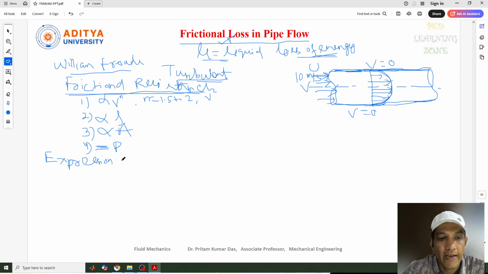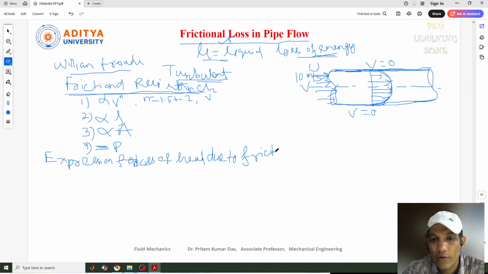We are going to derive an expression for the loss of head, or you can say the loss of energy. The loss of energy or loss of head due to what? Due to the friction in the pipe. So you can write the expression for loss of head due to friction in pipe. Now we'll derive an equation for this.